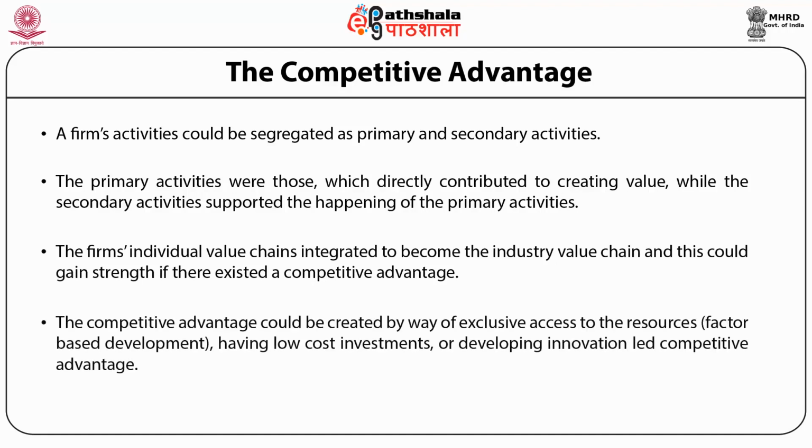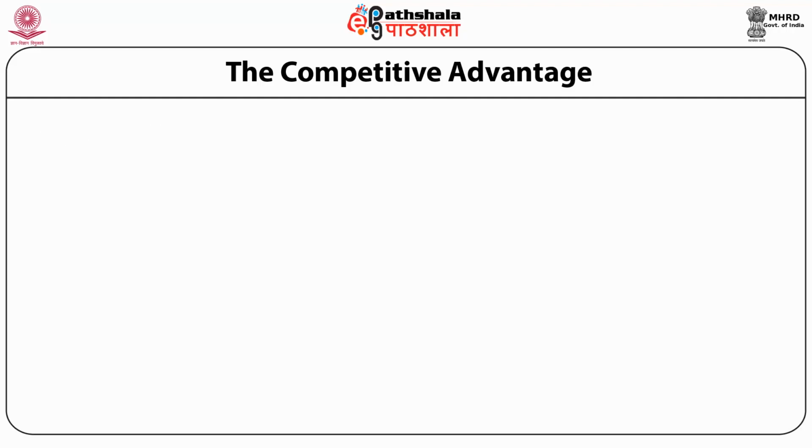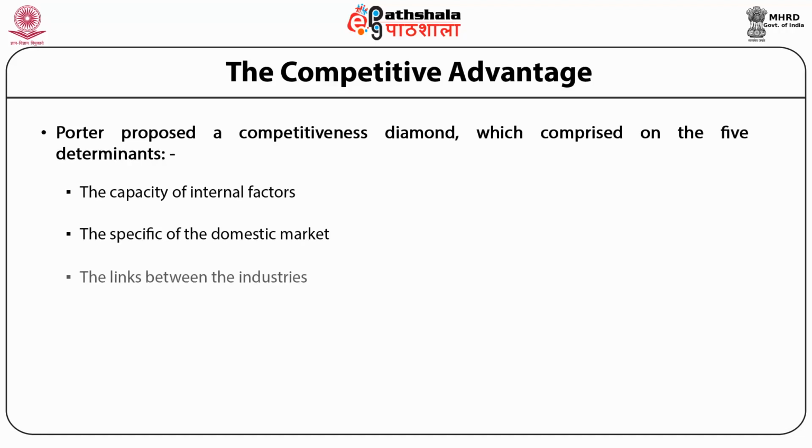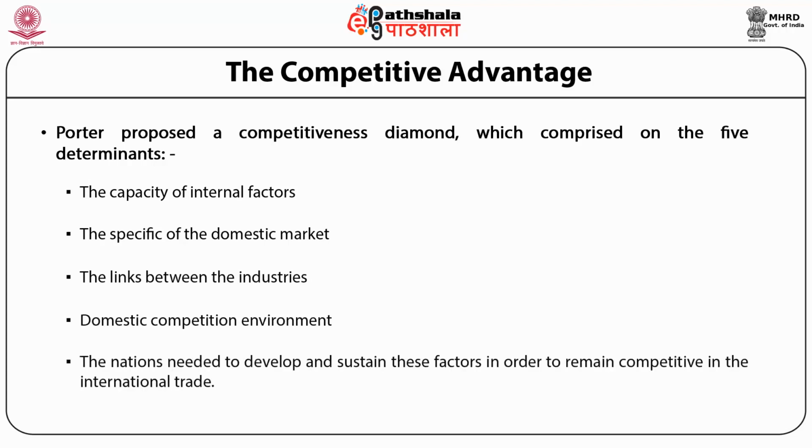The competitive advantage could be created by way of exclusive access to the resources, that is, vector based development, having low cost investment, or developing innovation led competitive advantage. Porter proposed a competitiveness diamond which comprised the five determinants. These five determinants are the capacity of internal factors, the specifics of the domestic market, the links between the industries, and the domestic competition environment. Nations need to develop and sustain these factors in order to remain competitive in the international trade.